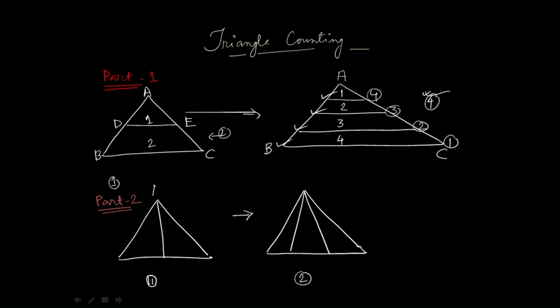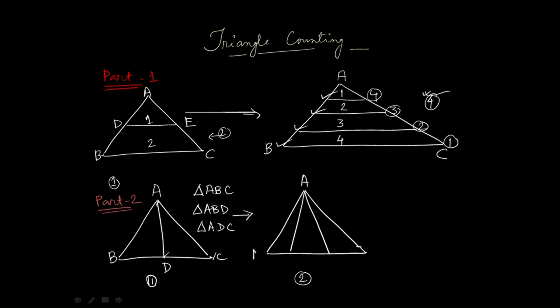There is a triangle ABC, right? Triangle ABC. Next one is ABD, right? And there is a third one. The third one is ADC, right? ADC. I hope it's clear. So there are three triangles in this figure. In the first figure, there are three triangles. In the second figure, how many triangles can you find?